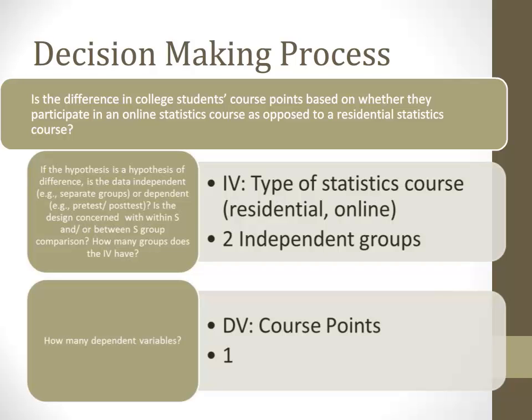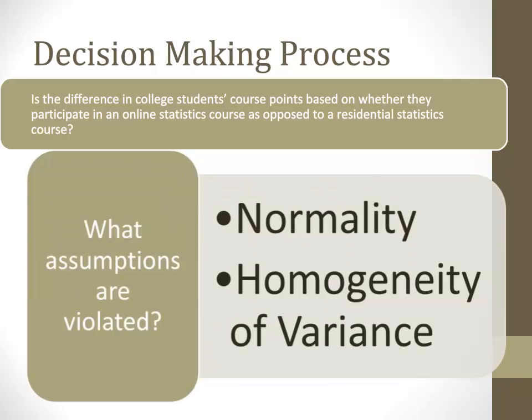The next question we asked was about the dependent variable. How many dependent variables do we have? Well, we have one listed here, course points, so the answer to this question is 1. Now the final question we're going to ask in our decision-making process is, what assumptions are violated? Now, ideally what you need to do is collect your data, identify your analysis, and run your assumptions related to that analysis or related to that procedure, and then answer this question.